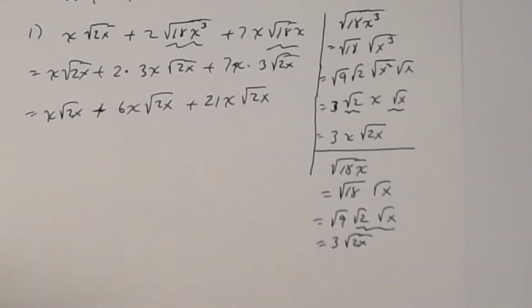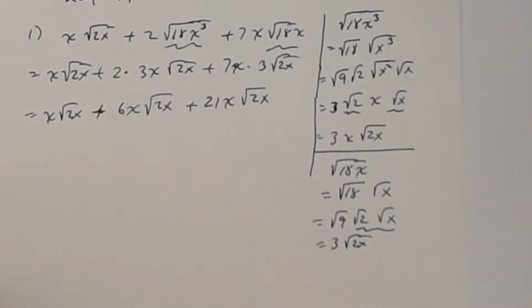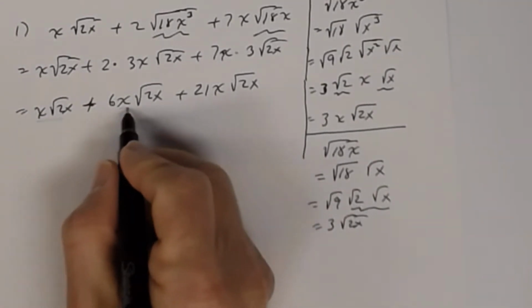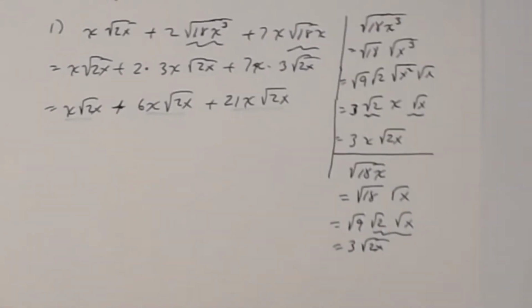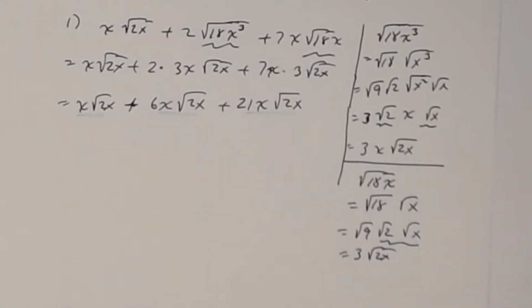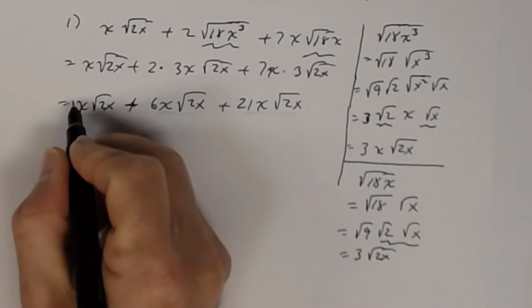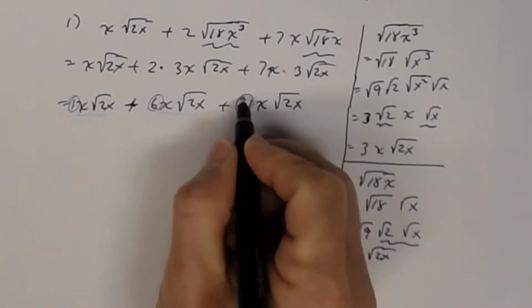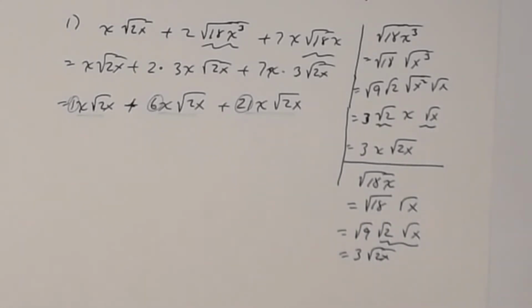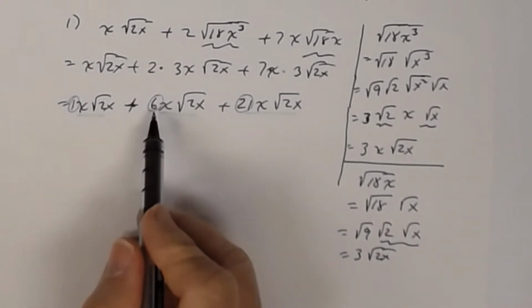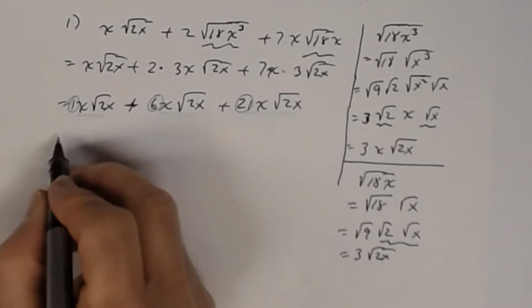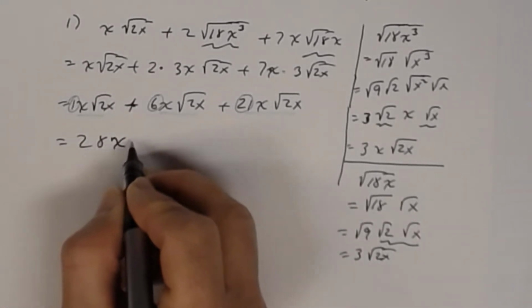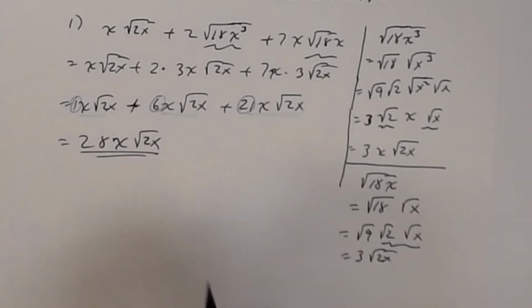And now notice all of those terms are like terms. Okay, all of them are like terms. So I have 1 here, so that's a 1. I have 1 here. I have 6 here, and I have 21 here. So altogether, 1 plus 6 is 7. 7 plus 21 is 28. So I get 28x square root of 2x. All right, so that's number 1.